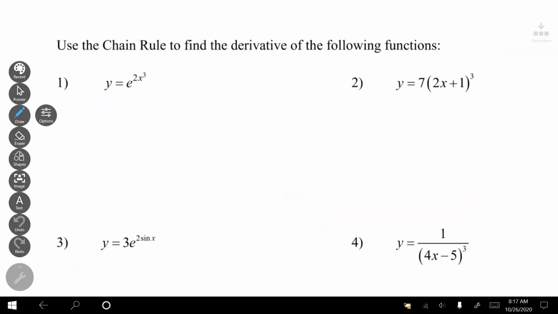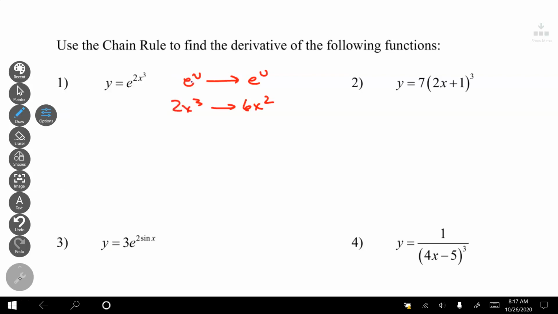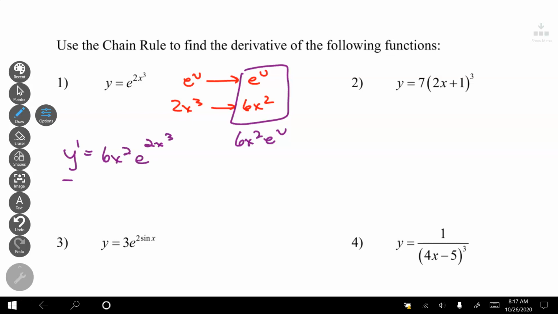Okay, let's try some more examples on the next page. So I'm going to do all my examples by the mechanical way, outside in. So I have e to the something, and that derivative is e to the something. The inside stuff is 2x cubed, and that derivative is 6x squared. I multiply my box. I get 6x squared e to the u, and now I can get rid of the u, and I get y prime is equal to 6x squared e to the 2x cubed, because that's what the u stood for. And remember, the exponent on e will not change.